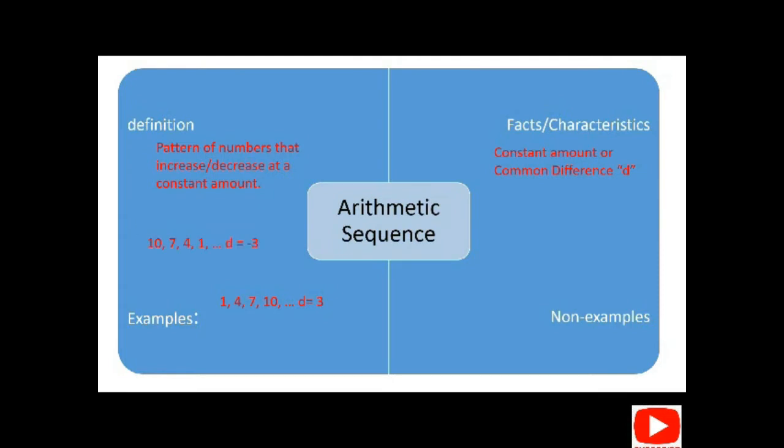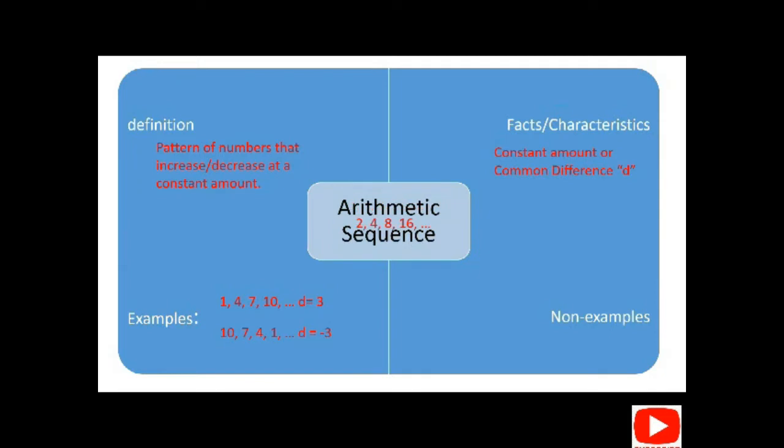Another example of an arithmetic sequence is the sequence 10, 7, 4, 1, and the common difference is negative 3. Because this sequence is decreasing, the common difference is negative. So we have negative 3: 7 minus 10 is negative 3, 4 minus 7 is negative 3, 1 minus 4 is negative 3.